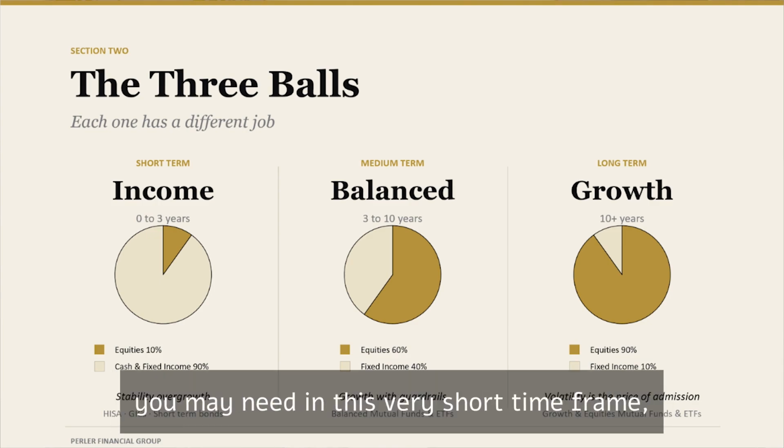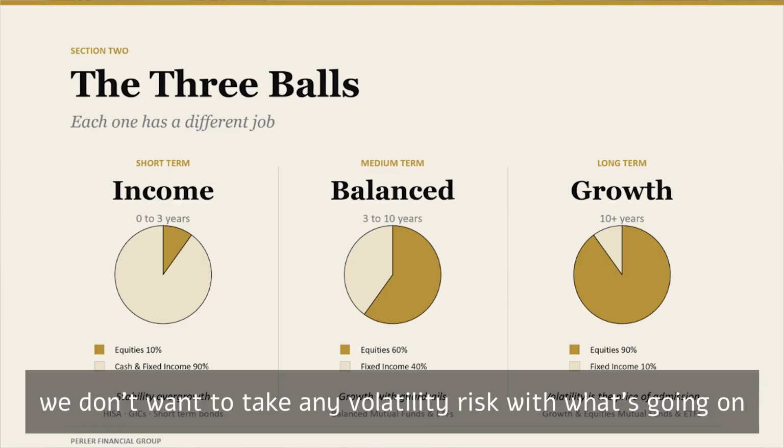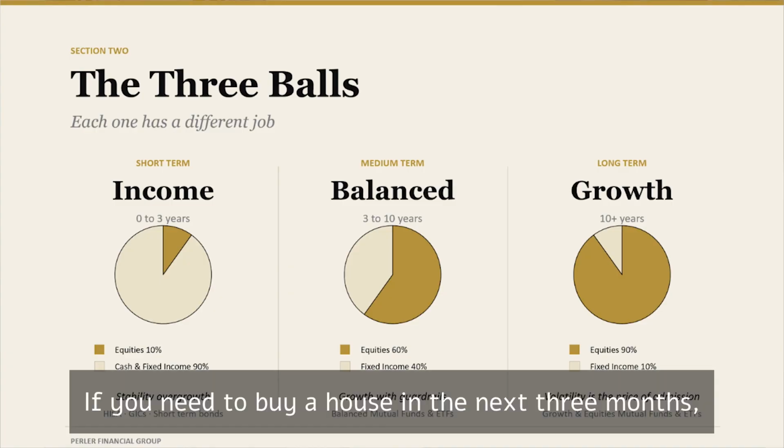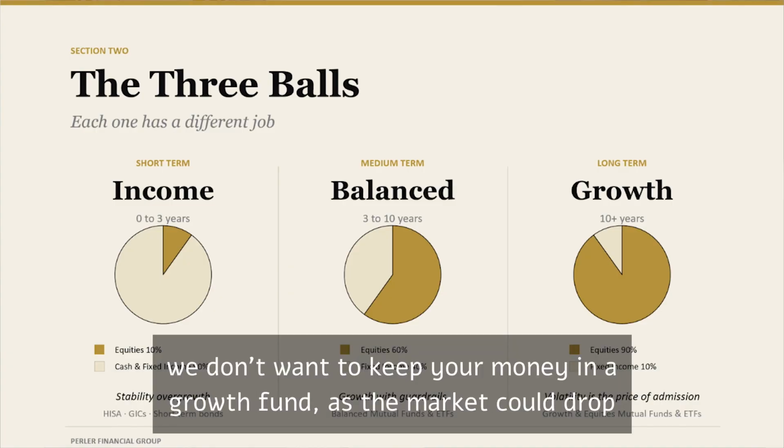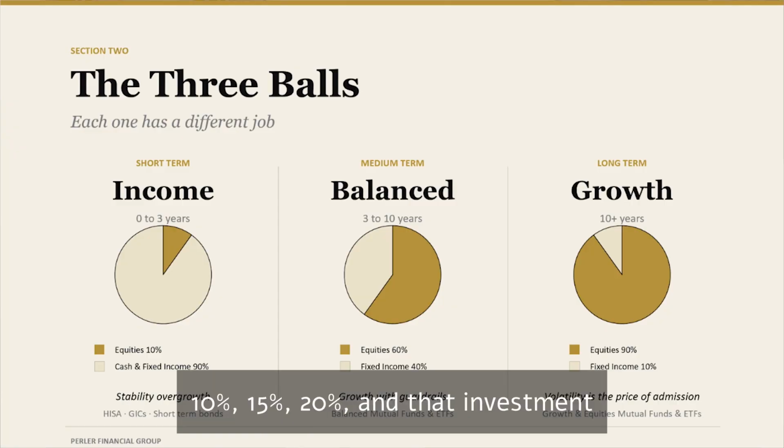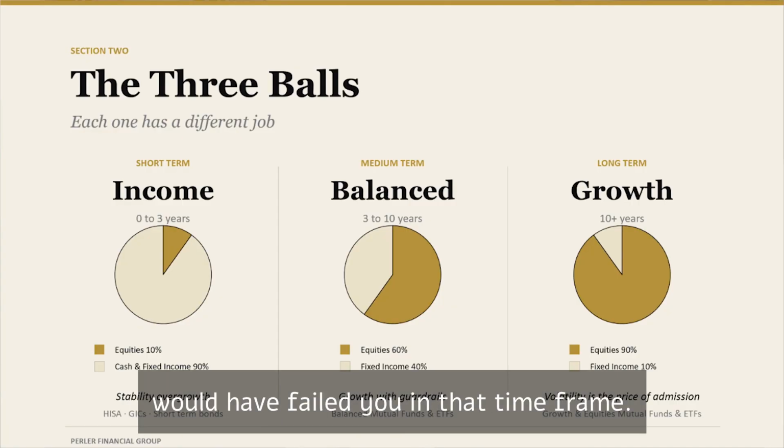For money that you may need in this very short time frame, we don't want to take any volatility risk with what's going on in the markets. If you need to buy a house in the next 3 months, we don't want to keep your money in a growth fund as the market could drop at any point 10, 15, 20%, and that investment would have failed you in that time frame.